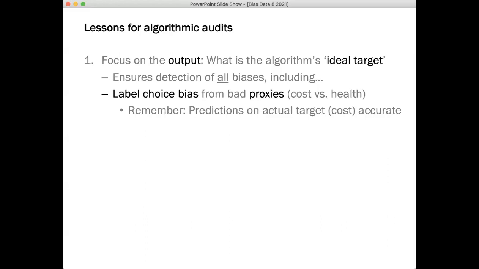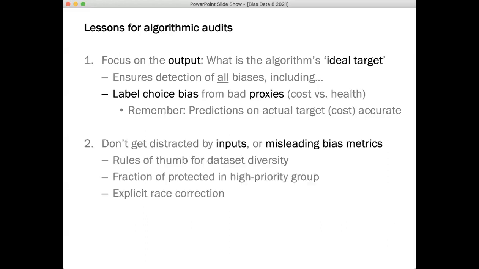In this case, the algorithm designers chose to make the algorithm predict healthcare costs as a proxy for health. But that is a bad proxy because not everybody with poor health generates cost in the same way. So remember, if we just looked at the algorithm's ability to predict cost, we would have concluded that the algorithm was unbiased. And we had to look at its ability to predict health to conclude that there was actually an enormous amount of bias in that algorithm.